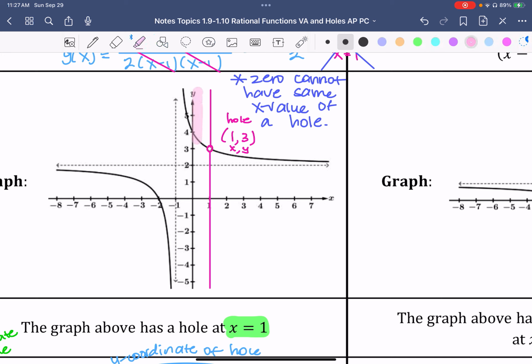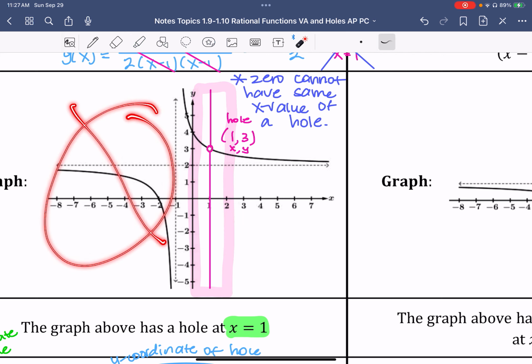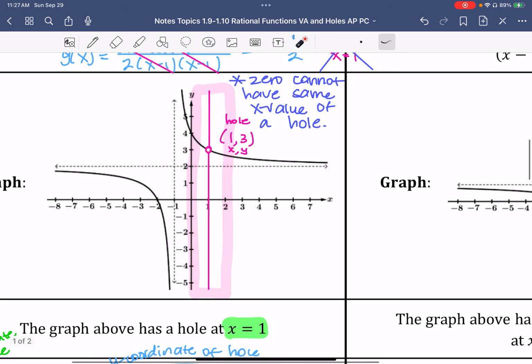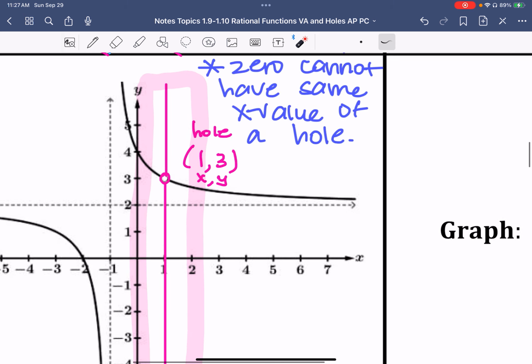Okay, so when I say look to the left of 1, I want you to look immediately before 1. For example, we can look something like this close. You don't want to look all the way over here. This is too far to the left and this is too far to the right. You want to focus and zoom in at only what is happening right before you get to 1 from the left side and what is happening after.